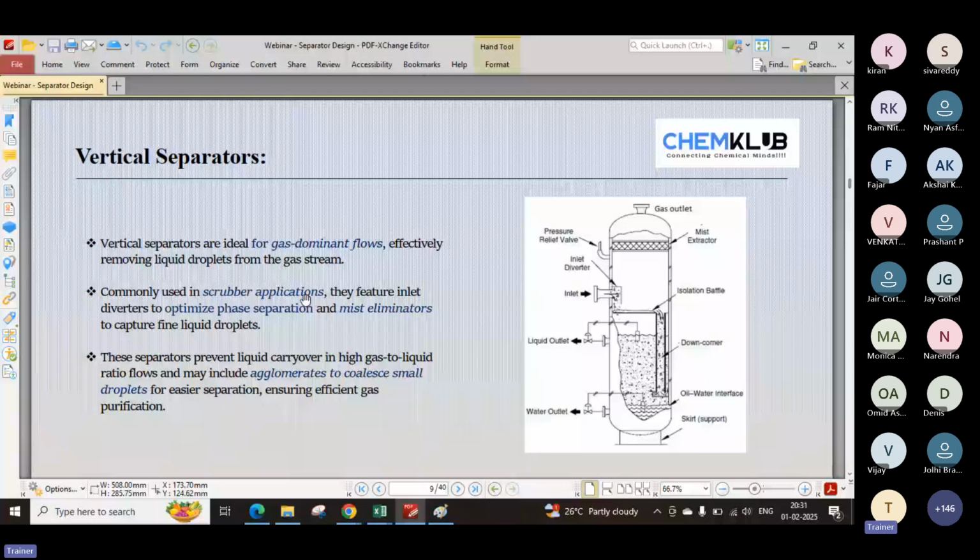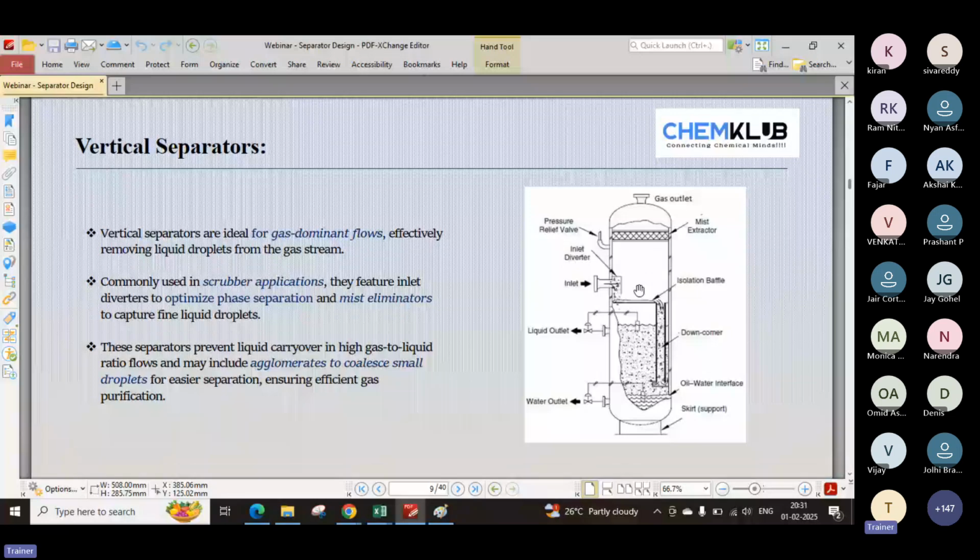Okay. Generally, in any separator, you will see a mist eliminator or other devices that we'll see down the line, to enhance the separation capacity or efficiency of separation. Any separator we design, we design for giving a residence time and to have a clear separation between the phases. Okay, that is the basic principle that we have.